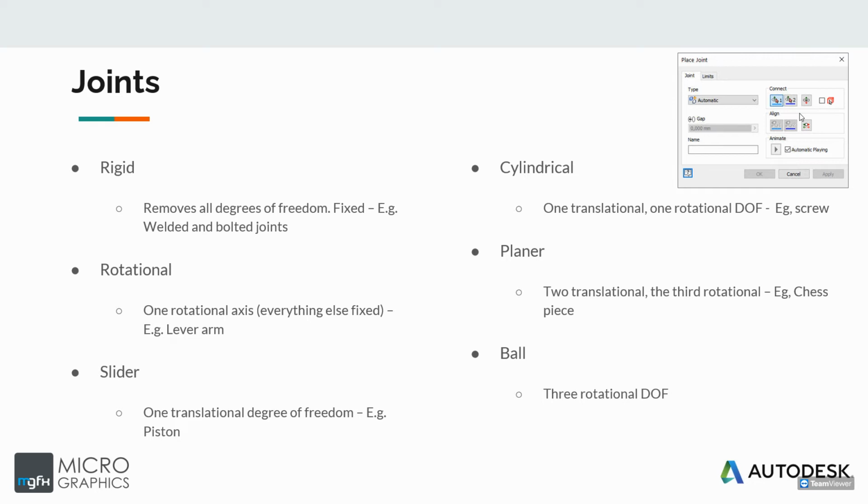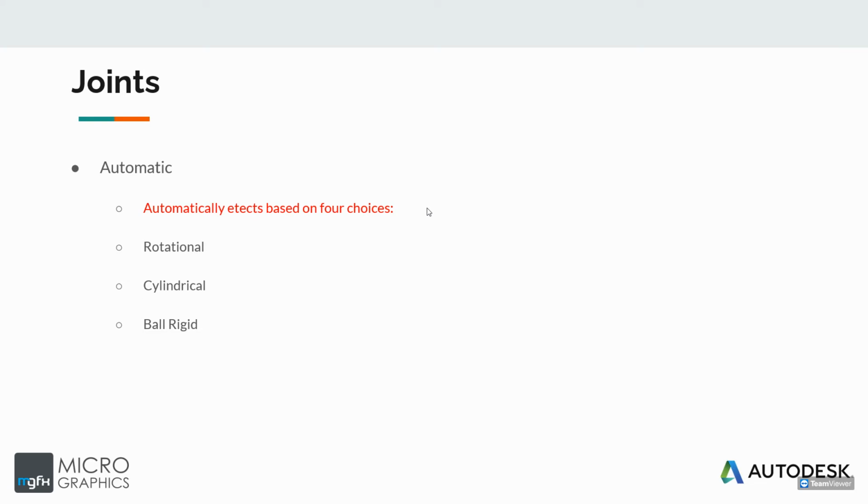So a chess piece on a chessboard is a very good example of the planar joint. Okay, and finally the ball joint is simply where your translational axes, meaning sliding up, left, right, or down, are locked, and only the rotational axes are open, which means it can basically rotate in place like a ball, hence ball. All right.